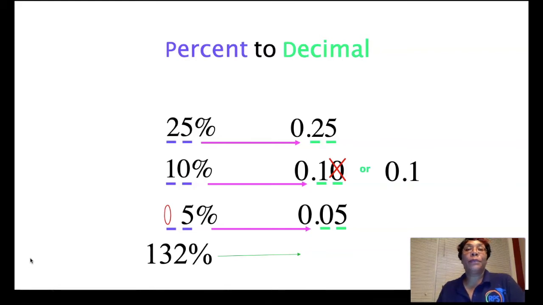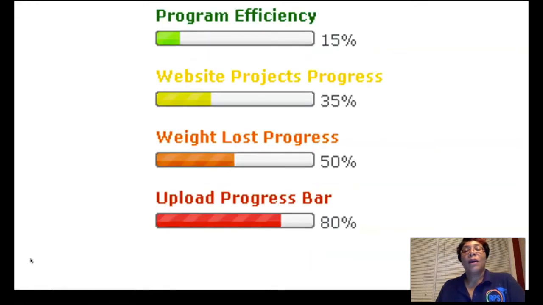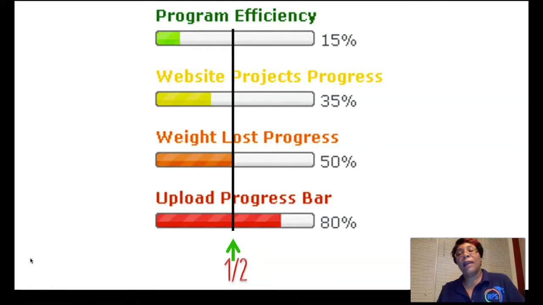132%, over 100. 1 and 32 hundredths. Good job. So if I look at this picture, I just want you to kind of just estimate what's in the middle. Kind of tells you that the weight loss progress is 50%. So if I look at that, it kind of gives me a good indication as to where things will fall when I'm estimating it in a pictorial representation.